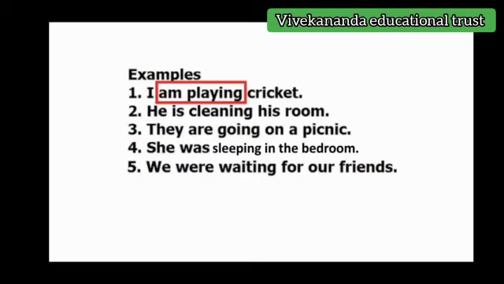Okay, read the second question. He is cleaning his room. Okay children, tell me which is the main verb here? Yes, cleaning is a main verb and the word that comes before cleaning is a helping verb. So is is a helping verb. Question number 3. They are going on a picnic. So going is a main verb and are is a helping verb. Question 4. She was sleeping in the bedroom. Sleeping is a main verb and was is a helping verb.